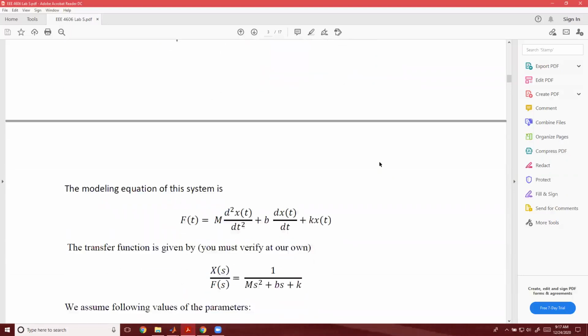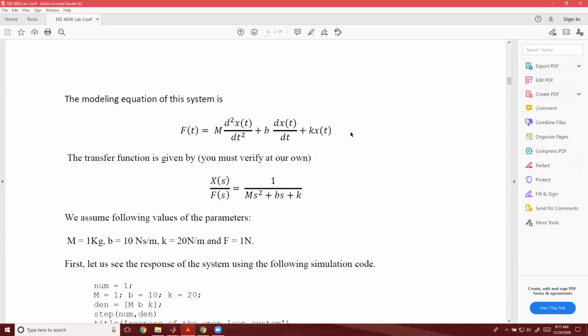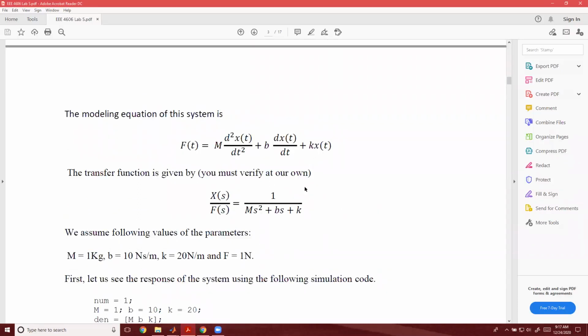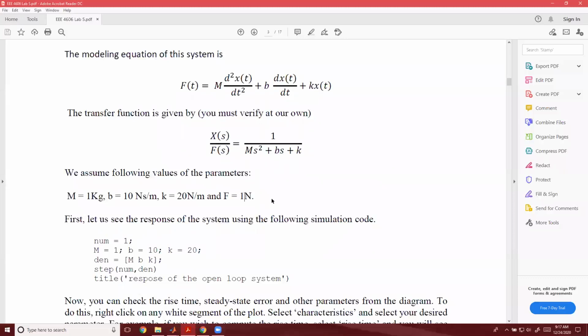Yeah. So your transfer function will be X(s) divided by F(s) equals 1 divided by ms squared plus bs plus k, right? Yes, sir. So let's assume m equals 1 kilogram, b equals 10, and k equals 20, and F equals 1 Newton. So we have defined our transfer function, right? Now let's see what type of response we get when we apply step input to this transfer function.